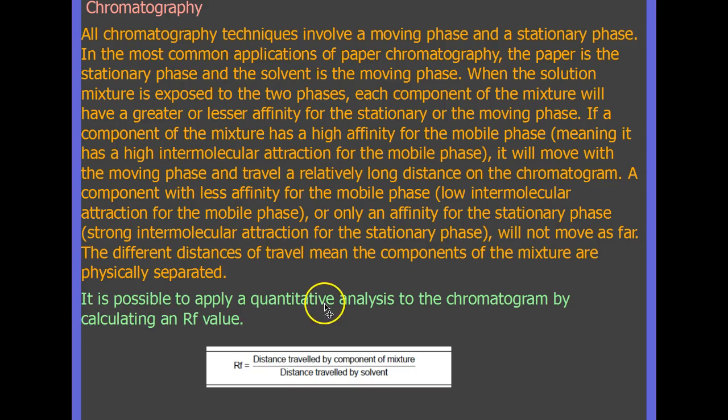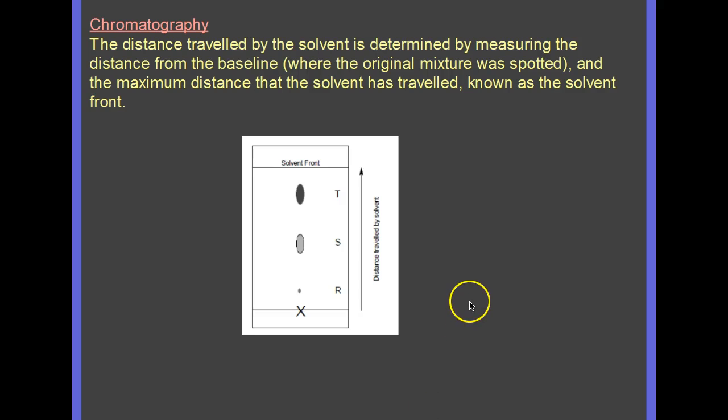It is possible to apply quantitative analysis to the chromatogram by calculating an R sub F value. So the R sub F value is the distance traveled by the component of the mixture divided by the distance traveled by the solvent. The distance traveled by the solvent is determined by measuring the distance from the baseline, where the original mixture was spotted, and the maximum distance that the solvent has traveled, known as the solvent front.